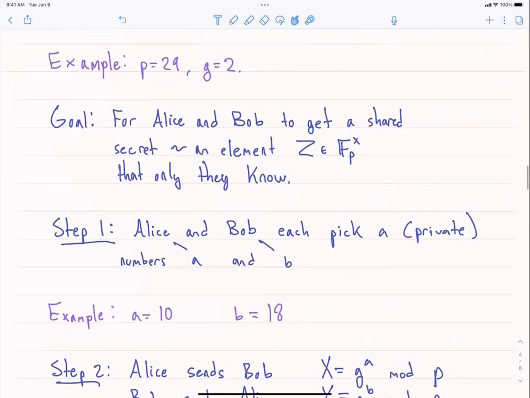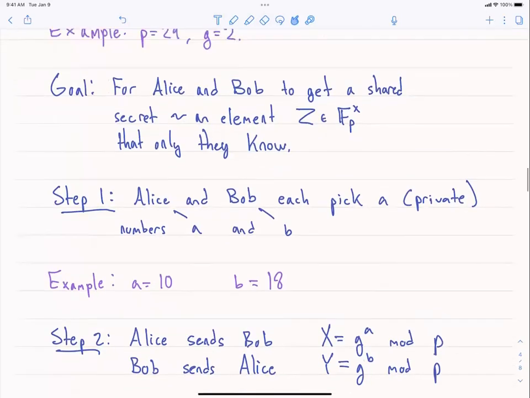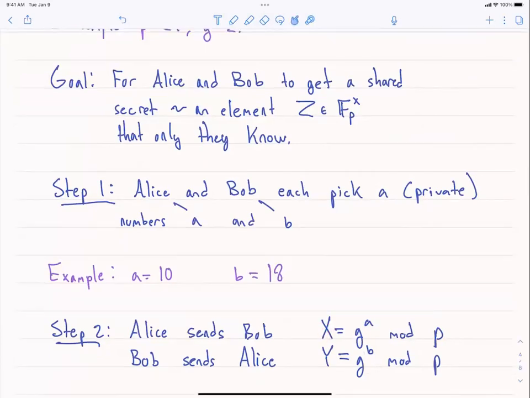In particular, Alice knows G, she knows P, and she knows A. So she can compute G to the A modulo P. She's going to call that X. And Bob doesn't know A, but Bob knows B. So Bob can compute Y, which is G to the B mod P. Okay. So this computation uses a piece of information that only Alice knows, and this computation uses a piece of information that only Bob knows. And once Alice has computed X, she's going to send it to Bob, and once Bob has computed Y, he's going to send it to Alice.